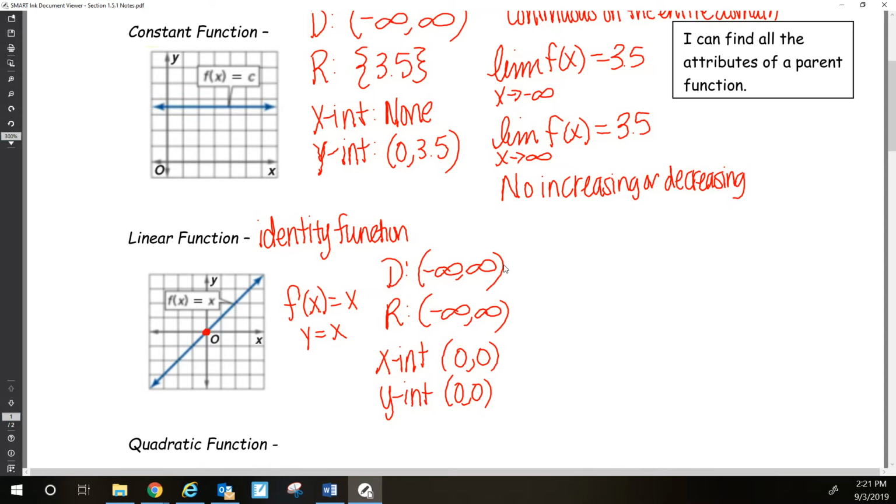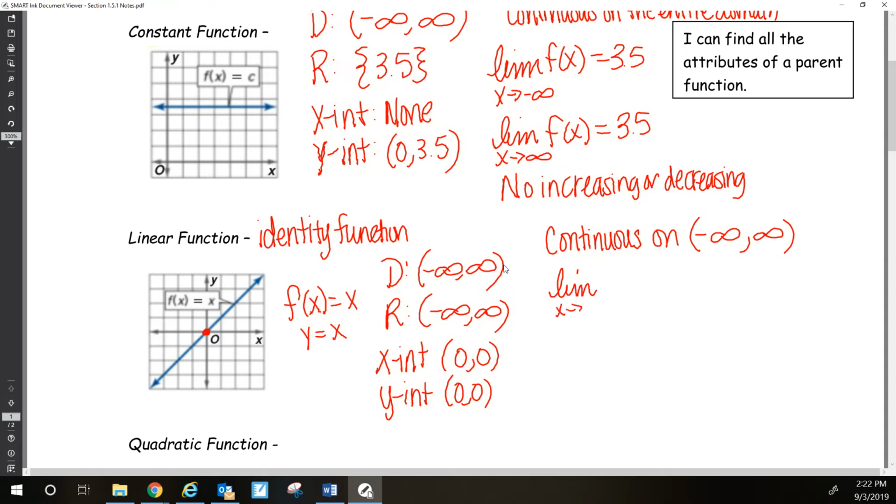Is it continuous? Yes. All of our polynomial functions, parent functions anyway, are continuous on, and I'm going to write it the special way, negative infinity to infinity. So you can either say it's continuous on the entire domain, or you can say it's continuous on, and insert the domain there.